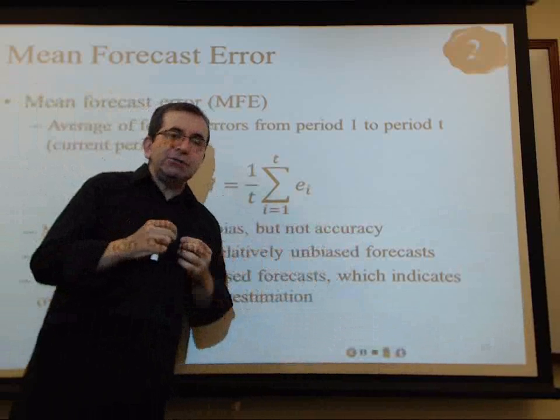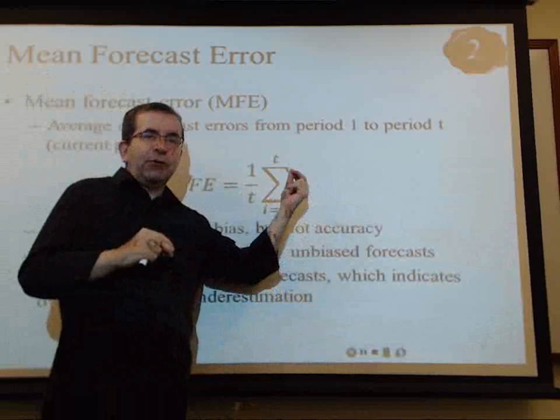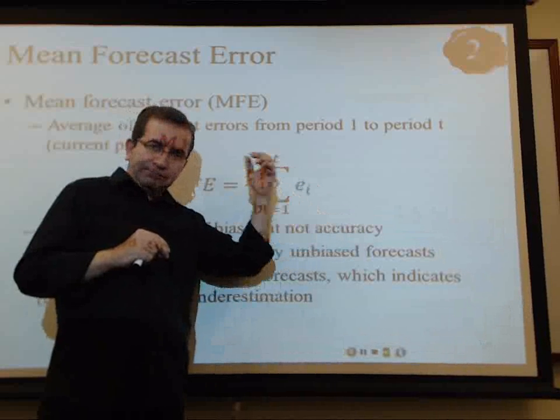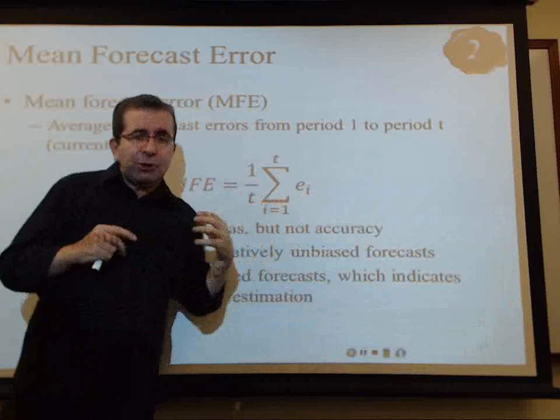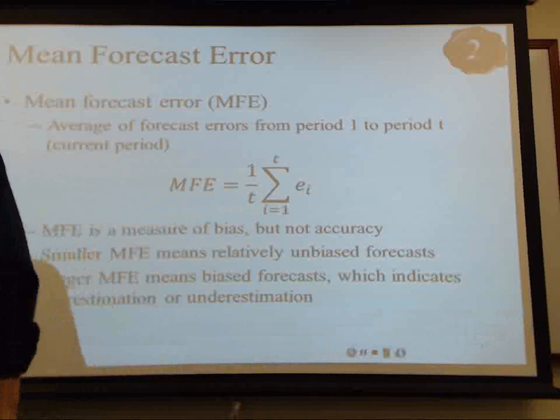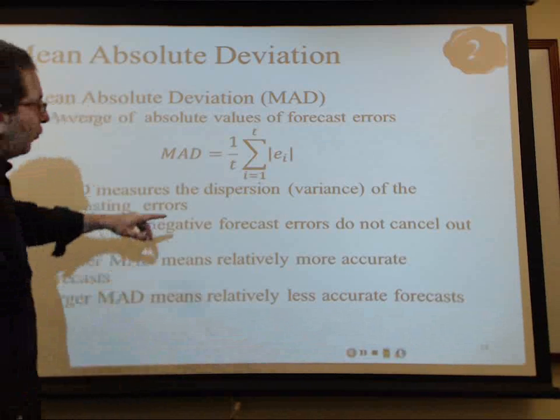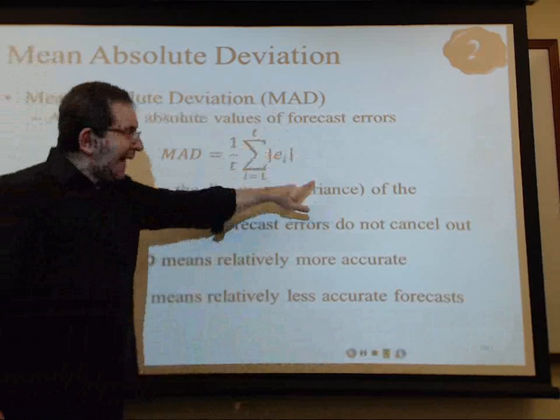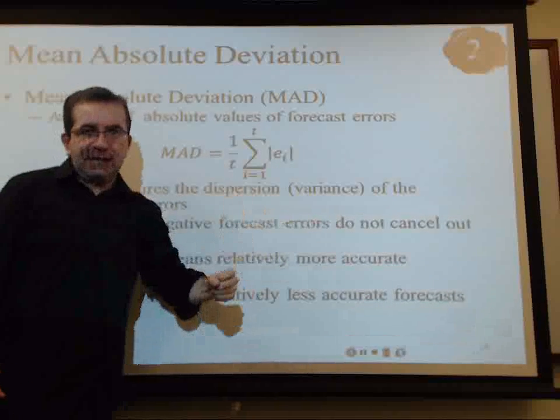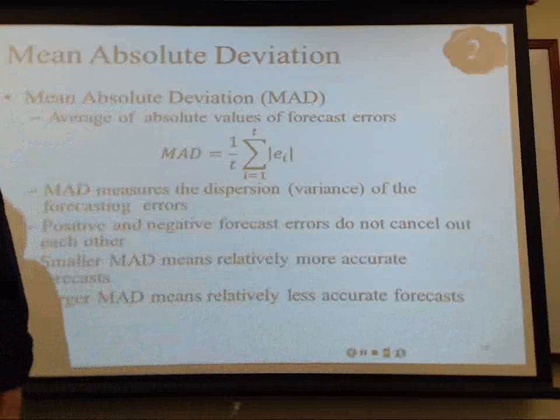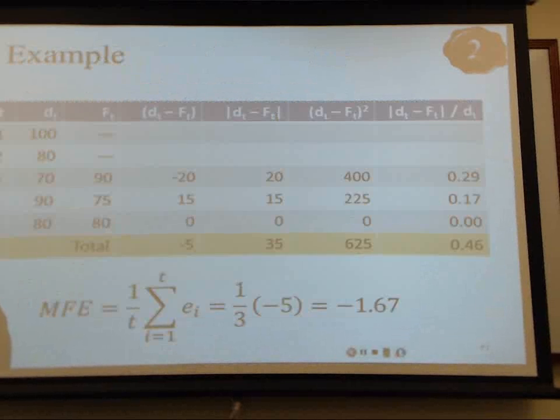To measure accuracy, you should prevent positive and negative errors from canceling each other out. Okay. So what that means is that you need to take the absolute value of forecast errors and to take the average of absolute value of forecast errors. Okay, so how does this work? Let me show you.